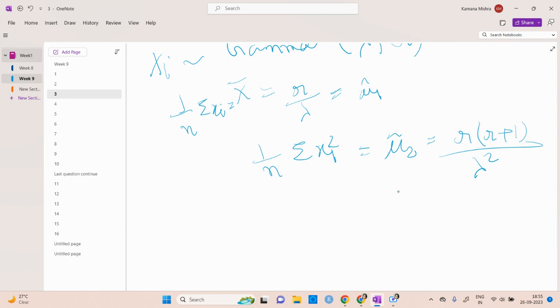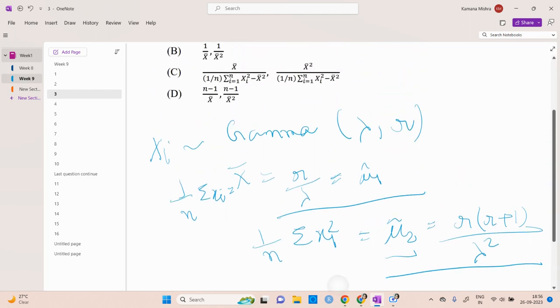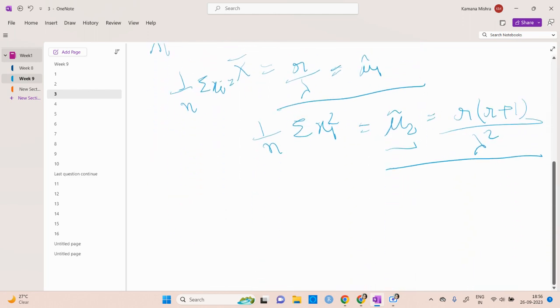Okay. So we have mu1 cap and mu2 cap. We have two equations, and then we want to find r and lambda in terms of mu1 and mu2. This is what we call the method of moments. So we have two moments. The first moment is r upon lambda. The second moment is r times (r plus 1) divided by lambda square. With the help of these two moments, we want to find the moment estimator of lambda and r.